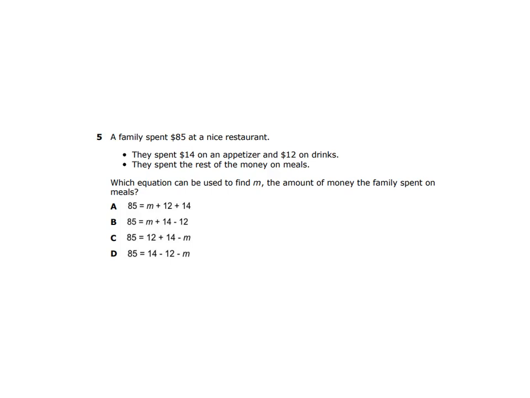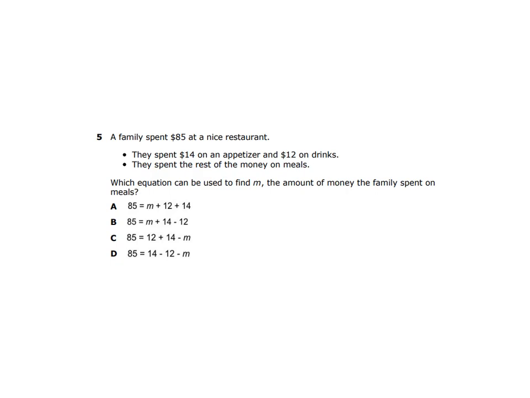A family spent $85 at a nice restaurant. They spent $14 on an appetizer and $12 on drinks. They spent the rest of the money on meals. Which equation can be used to find M, the amount of money the family spent on meals?